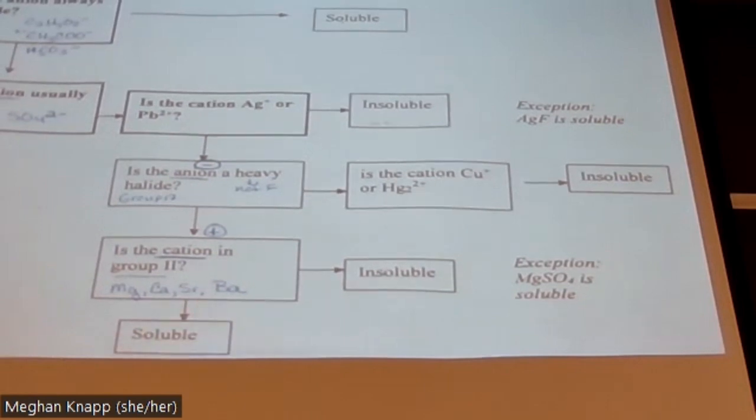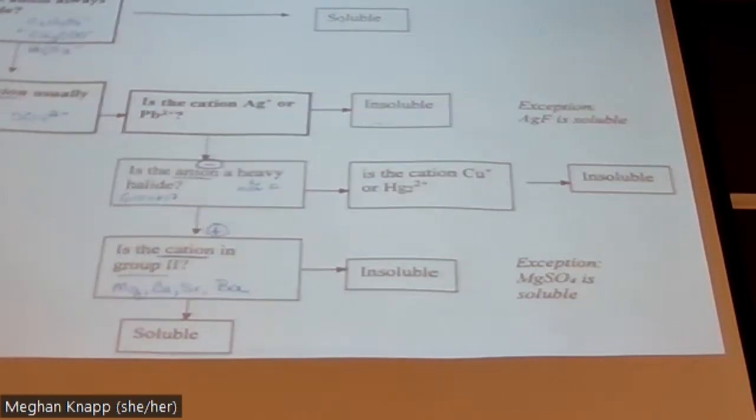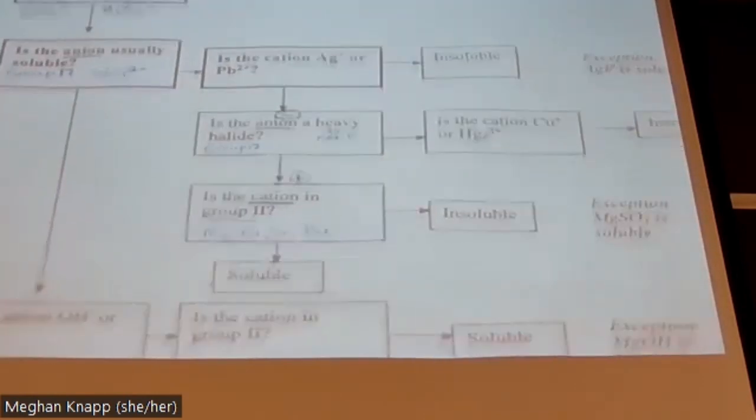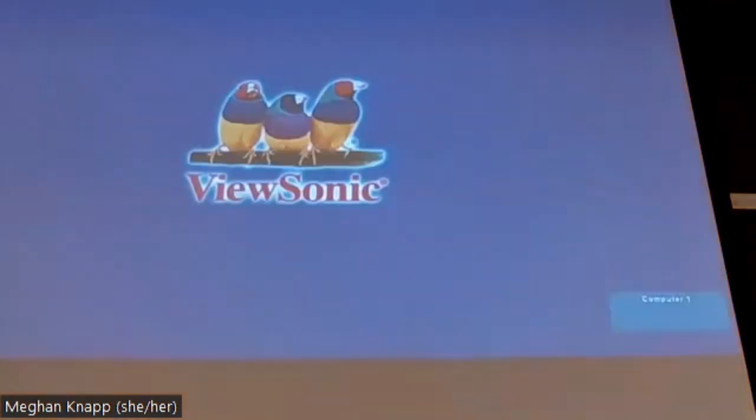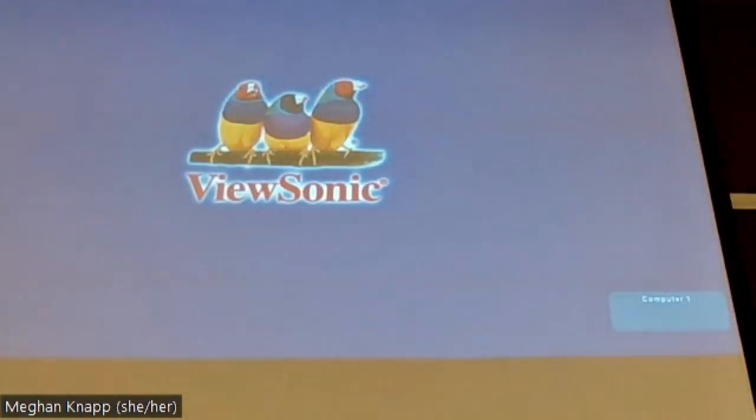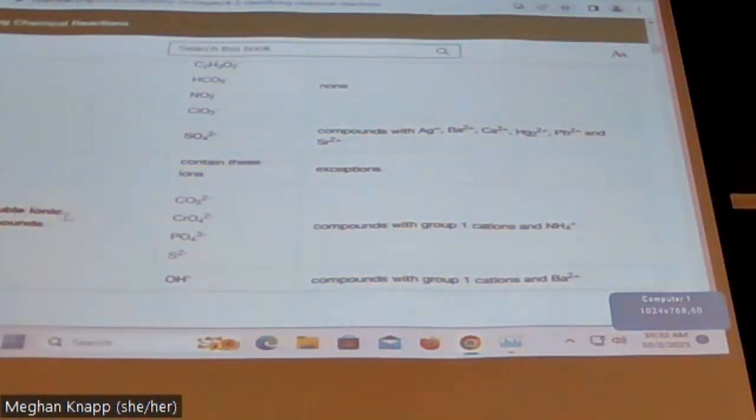Then our other cases would involve anions that are usually insoluble. So I'm going to switch back to the PC. These things are usually insoluble. It's going to include hydroxides and sulfides, which are the two that I have on here, phosphates, chromates, and carbonates. So we could maybe add those in if we wanted to.